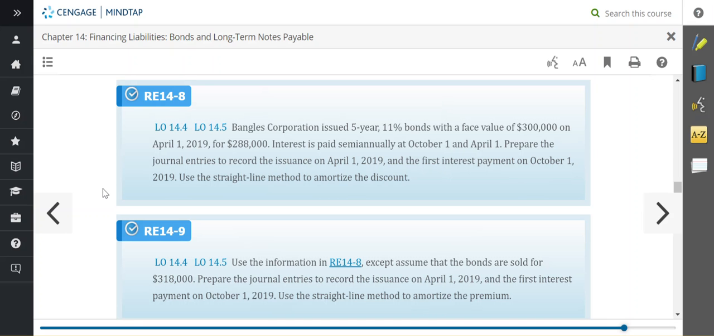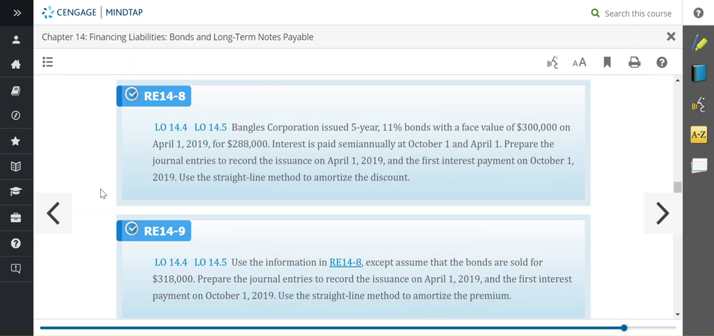In this example video, we're going to look at review exercises 14-8 and 14-9. So they tell us that the Bengals Corporation issued a 5-year 11% bond with a face value of $300,000 on April 1st, 2019 for $288,000. Interest is paid semi-annually on October 1st and April 1st.